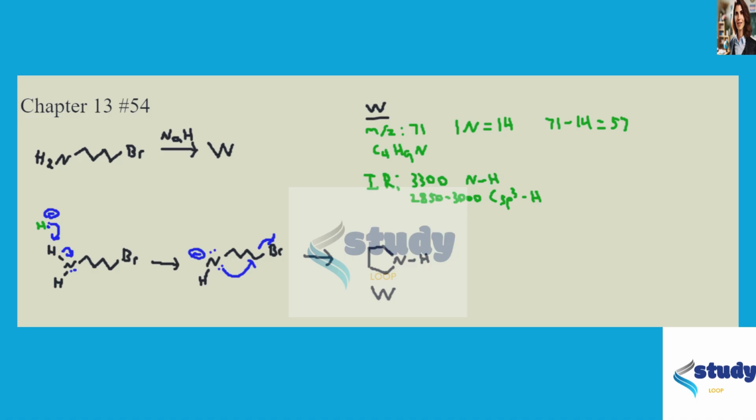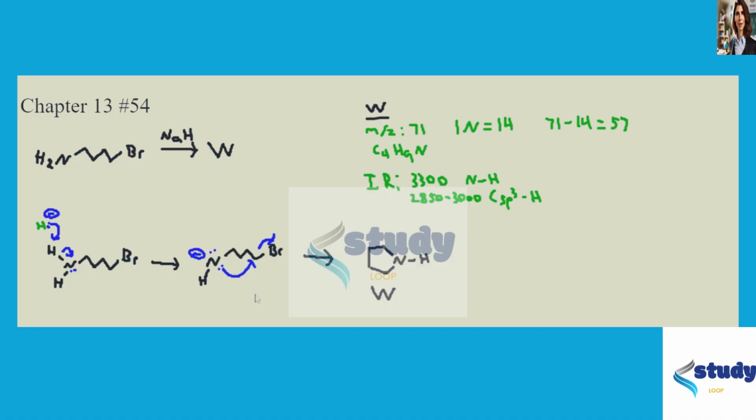This is the answer to Chapter 13, problem number 54 from the Smith Organic Chemistry textbook. This problem is giving us a molecule and telling us that when it's reacted with sodium hydride, we get an unknown molecule, W. And the problem gives us several pieces of spectrographic information about molecule W. And we're then asked to determine the structure of W and draw the stepwise mechanism that shows how we get there.